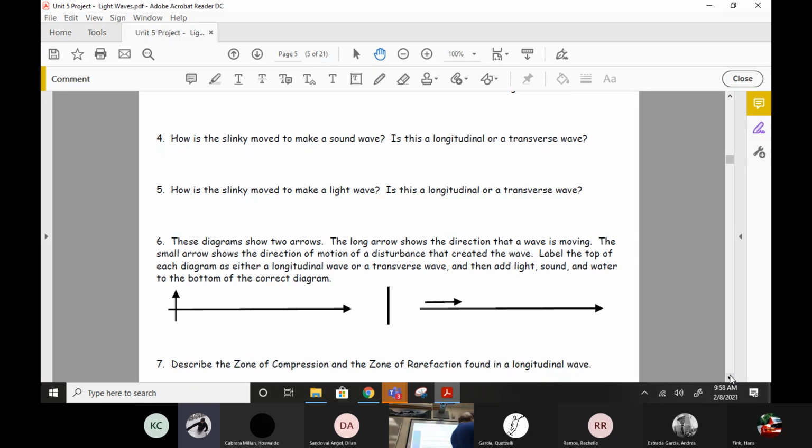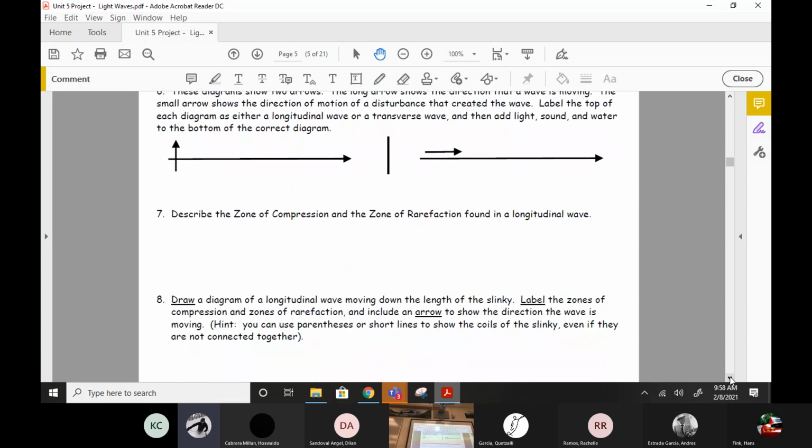And then we're going to go back to the video to discuss the zone of compression and the zone of rarefaction. I know that word rarefaction is a big one, but notice the key part of it is rare. It means that something has become less common there, right? It's rare.